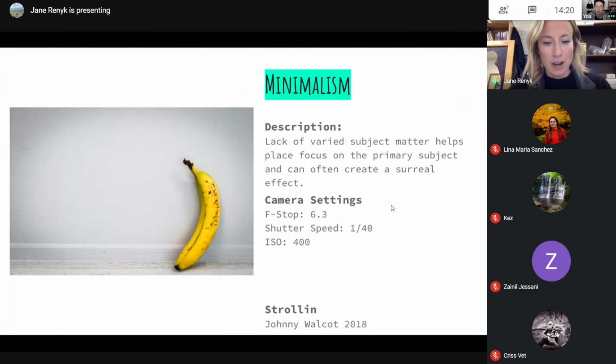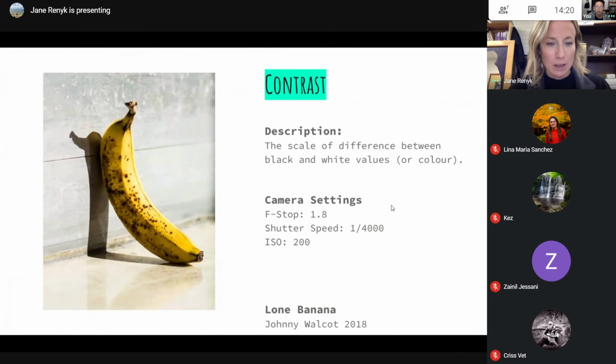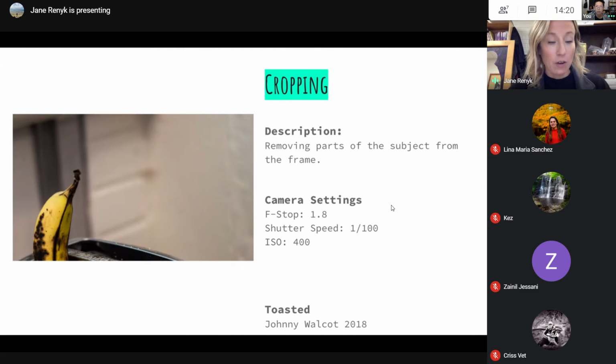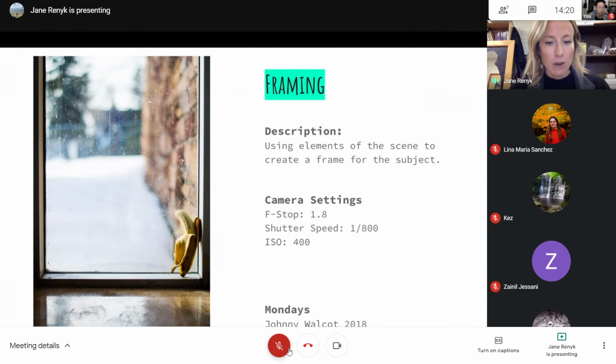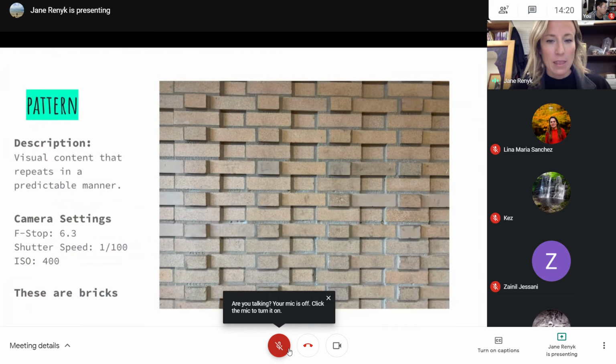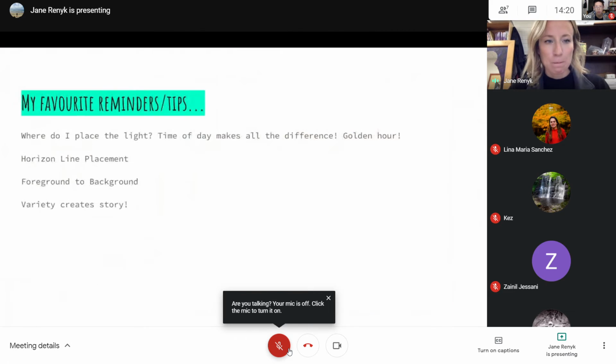Minimalism, love this shot actually. Just eliminates everything in the background. Contrast is one that's dropping. I love this shot, it kind of creates a little bit of intrigue. Framing, there's a natural frame happening here. And then pattern, break the pattern.